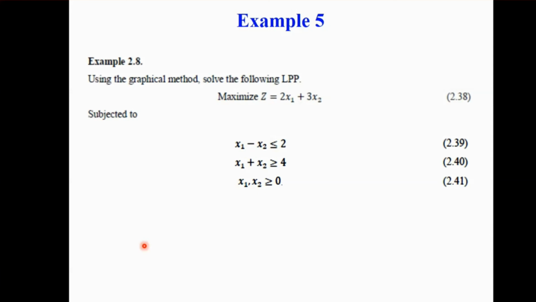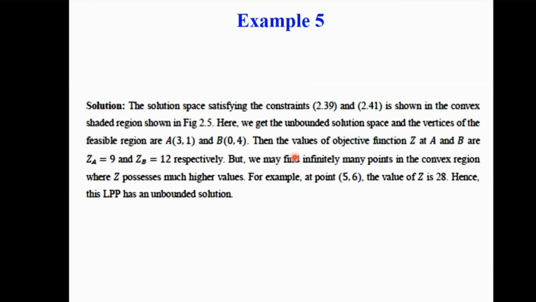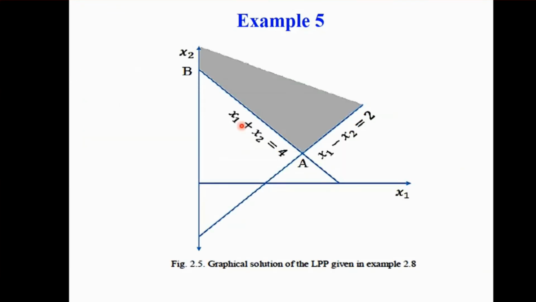Next, example 5. You see here, maximize Z equal to 2x1 plus 3x2, but the constraints have different inequality signs. One is x1 minus x2 less than 2, another is x1 plus x2 greater than equal to 4. So accordingly you have to take the region. Now if I plot this, this is the region. The region goes up, that means it has a lower bound, but an upper bound is not there for this region.